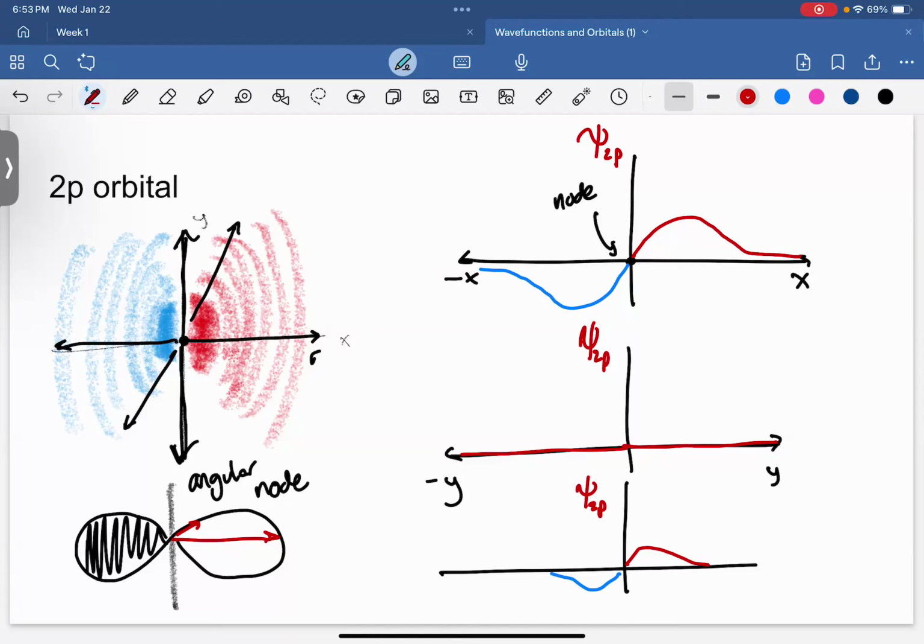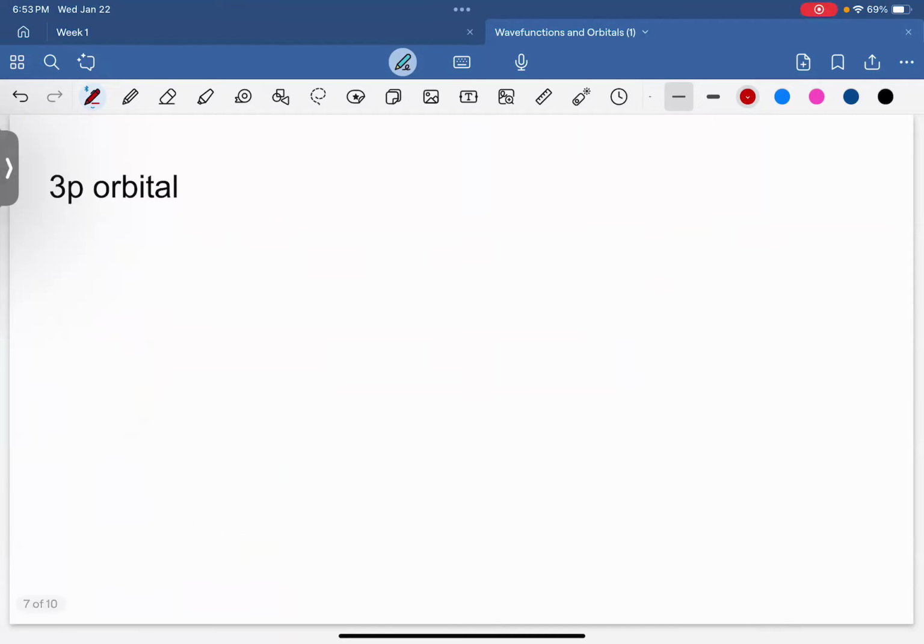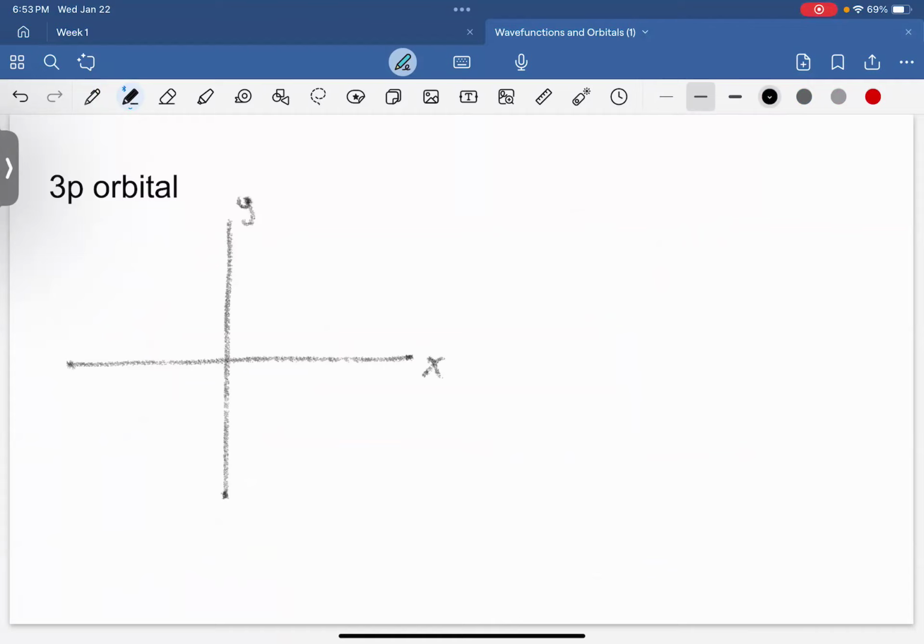Now, there's nothing that says these are the two most simple ways to add orbitals, right? 2s and 2p orbital. There's nothing that says we can't do more than that. And in fact, we do plenty more than that. What if, for example, we want a 3p orbital? A 3p orbital is made by the combination of an angular node and a radial node. So x, y.